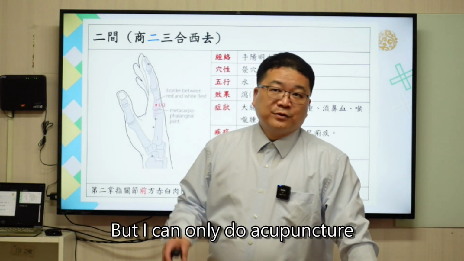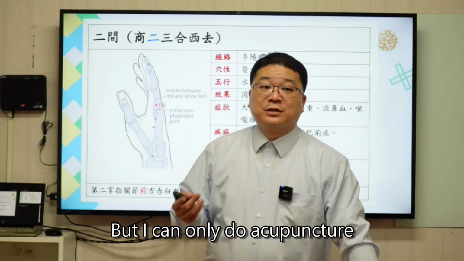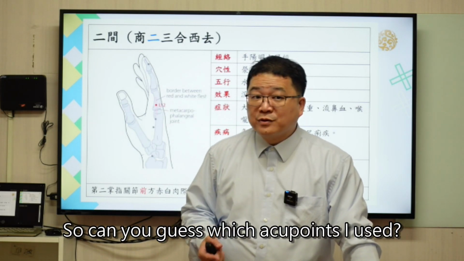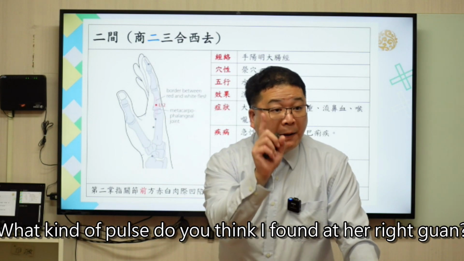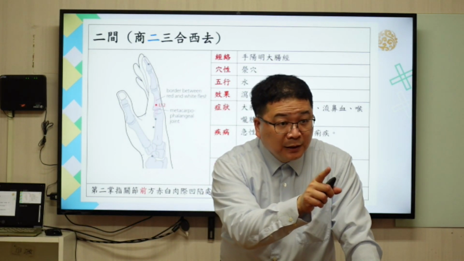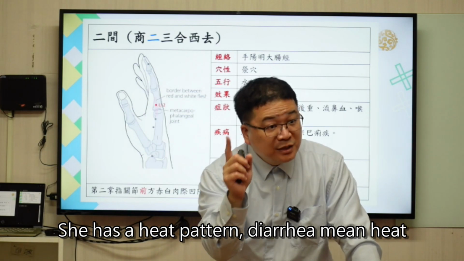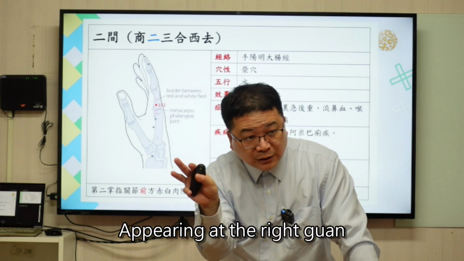But I can only do acupuncture. If I could prescribe medicine, I would give her some diarrhea Chinese medicine. But I can only do acupuncture. So can you guess which acupoints I used? The key point is that we had students. What kind of pulse do you think I found at her right guan? Have a guess. She has a heat pattern. Diarrhea means heat. There is heat in the large intestine appearing at the right guan.